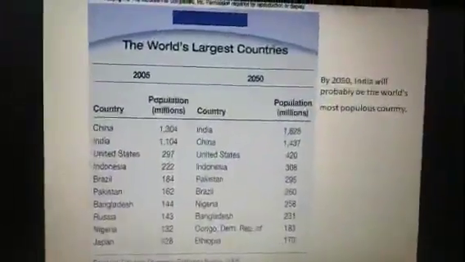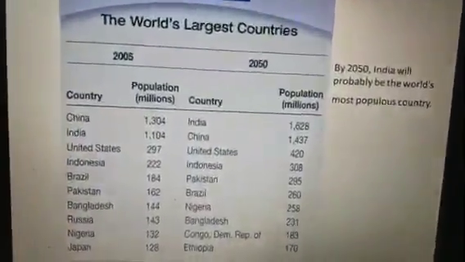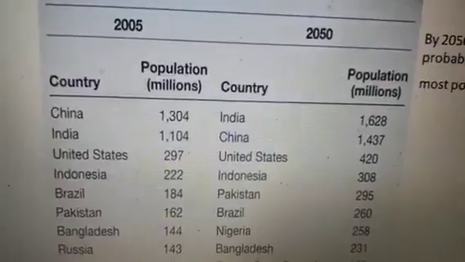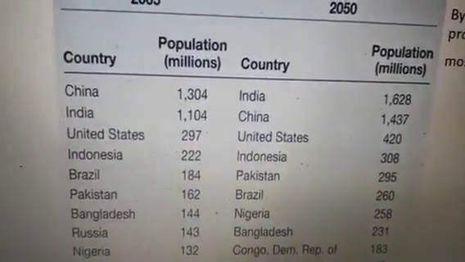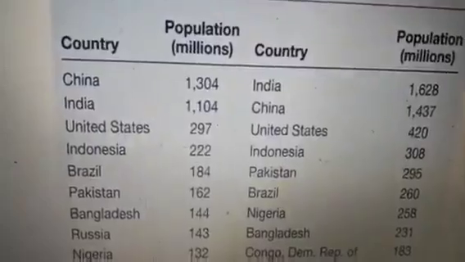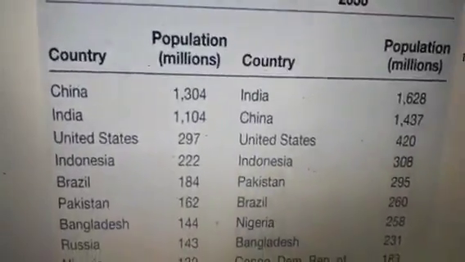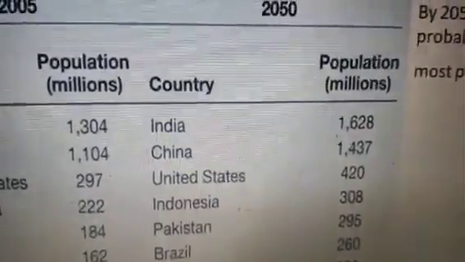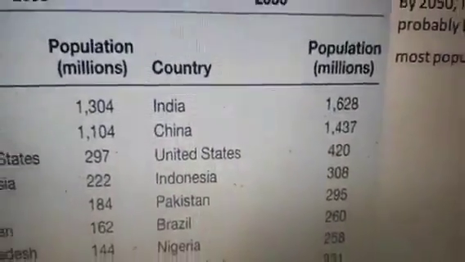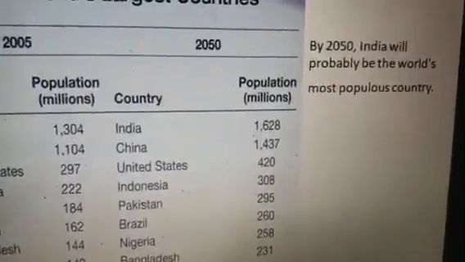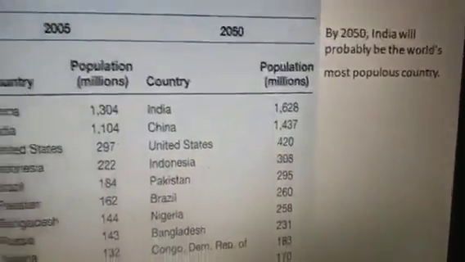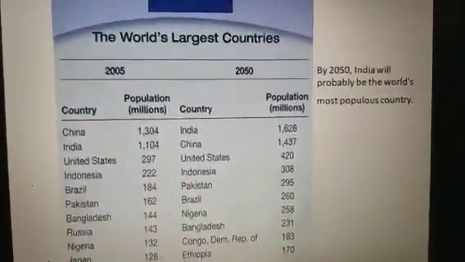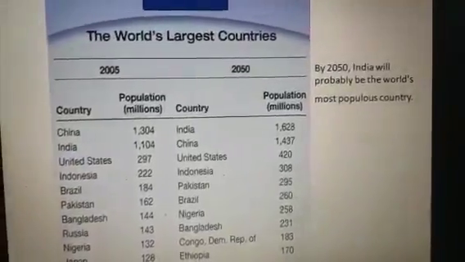So for the world's largest countries, we can see that in 2005, China had a population of 1.304 billion and India 1.104 billion. At present, India is 1.38 and China is 1.45. But India will be number one in 2050. India will be 1.628 billion and China will be only 1.43. So by 2050, India will probably be the world's most populous country. This is how the size of population around the world changes, in which India's size will be increasing.